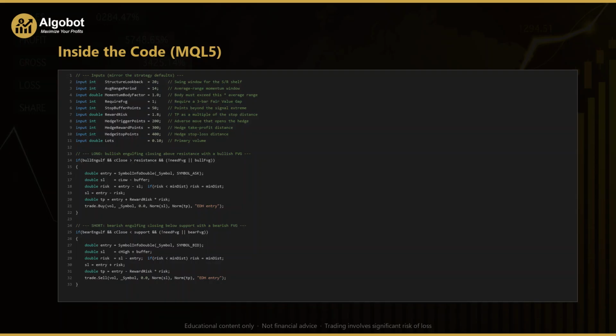The short block is the exact mirror. If bear engulf is true, the close is below support, and the bearish gap condition is satisfied, the entry is taken at the bid. The stop sits above the signal bar's high. The risk is stop minus entry, and the take profit is entry minus reward risk times the risk. Then trade.sell sends the order. Both sides share the same structure, just flipped in direction.